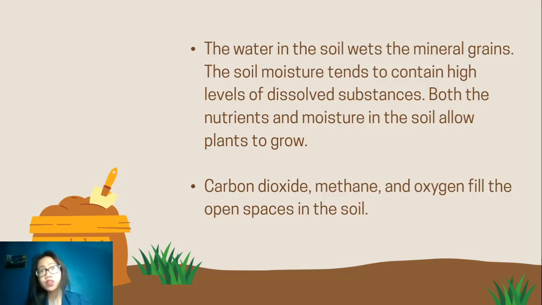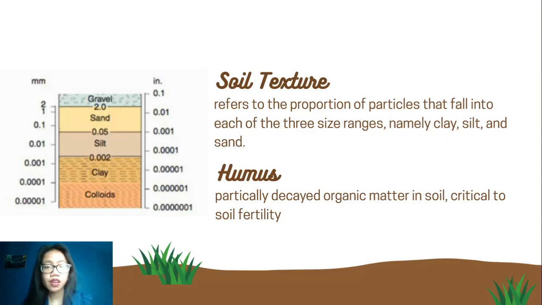Aside from the solid and water components, it also contains some gas components. So we know that the soil itself is a loose material, meaning it's not completely compacted like some rocks. Therefore, it will allow spaces to contain carbon dioxide, methane, and oxygen. Those are also important for plant and microorganism growth. Okay, so these are a couple of terms that you might encounter if you're studying soil science.